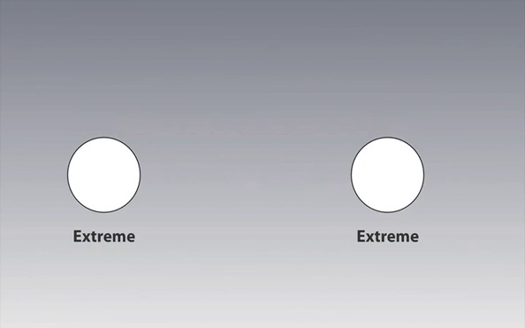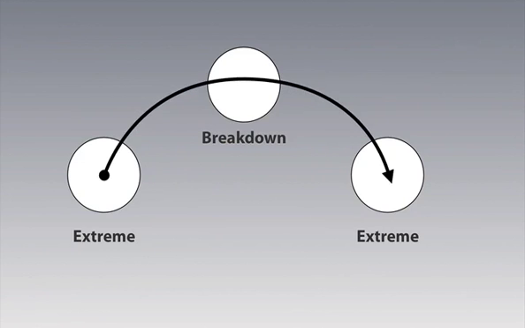All right, first of all, just like we talked about in the earlier episodes, you start with two extremes, the two main keyframes, and then you have a breakdown position in the middle. And the breakdown position really describes the motion and how it flows.